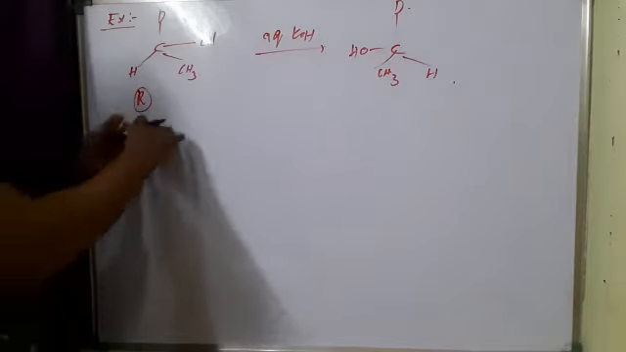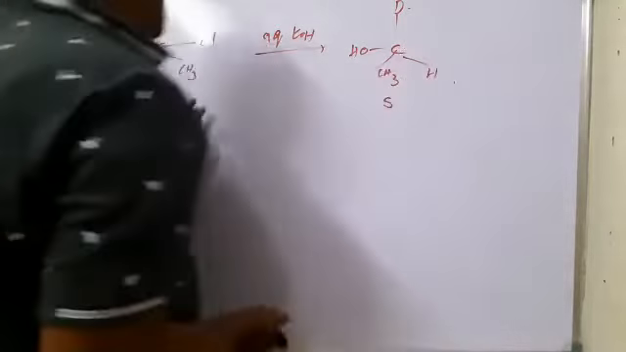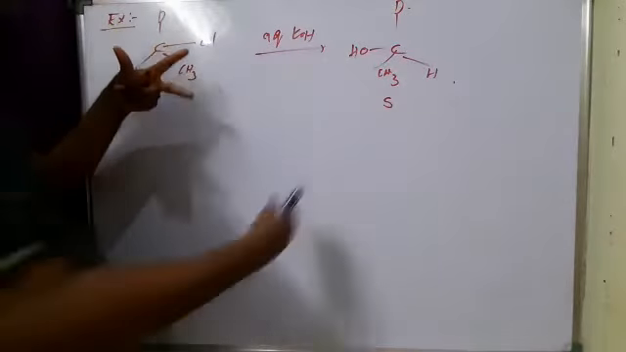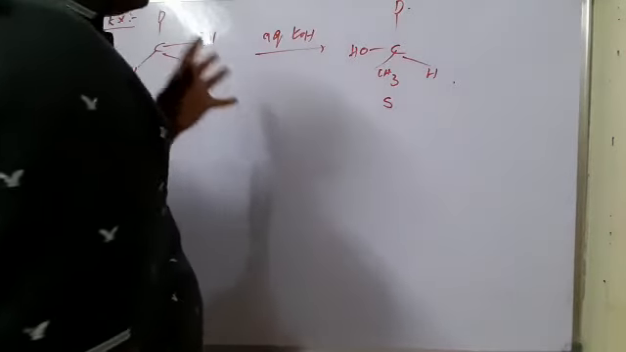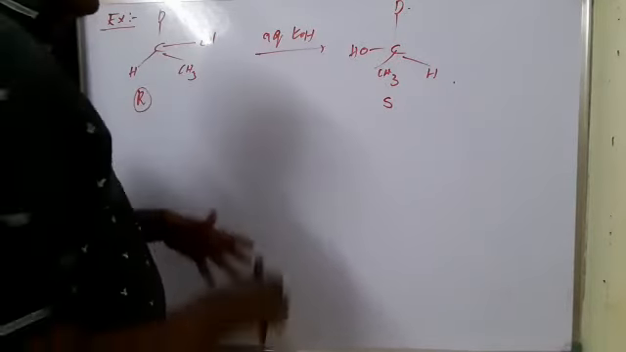So if it is R, the product is S configuration. So it is initially like this, but in the product like this. So this is called inversion of configuration. This is also called Walden inversion. This is also called umbrella inversion, because when wind is moving with high speed, if you keep an umbrella in an inverted manner, it will invert. So this is called umbrella inversion.